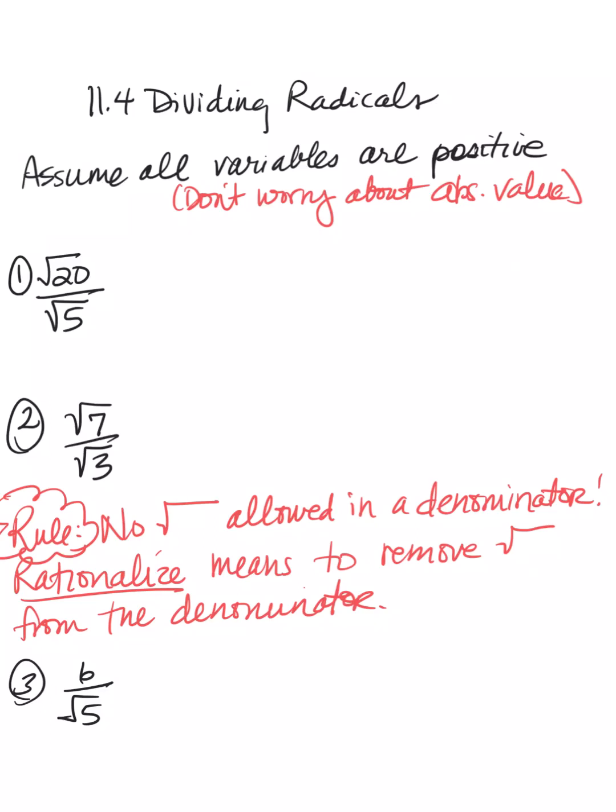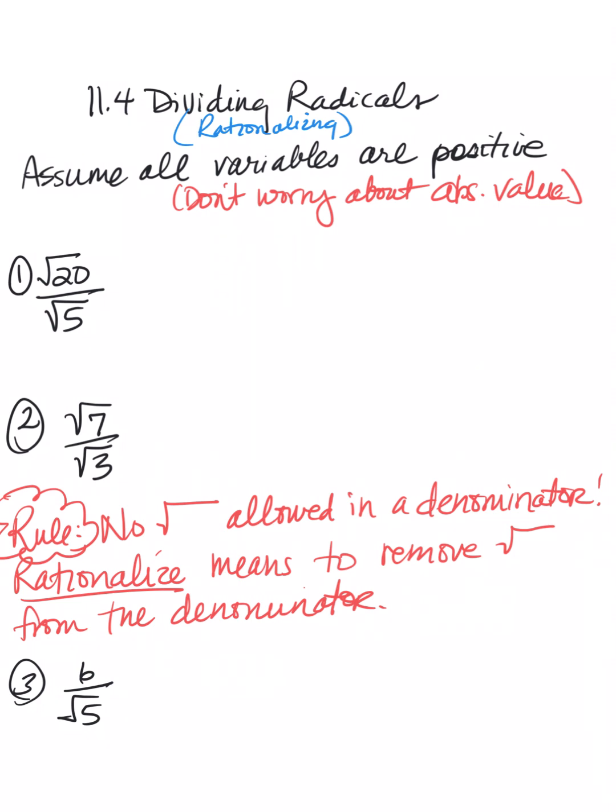In 11.4, we're going to talk about dividing radicals, which is also called rationalizing. All right, we're going to rationalize radicals. For this lesson, we're going to just assume that all the variables are positive, which means we're not going to mess with that rule about the absolute value bars, taking an odd number out of an even index. We're not going to worry about that today. Right now, we're just focusing on what it means to rationalize.